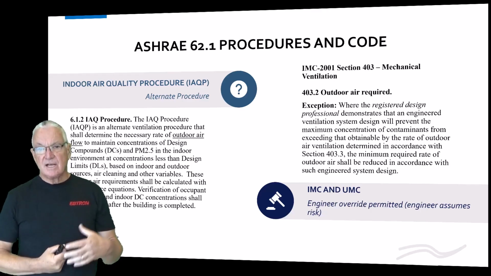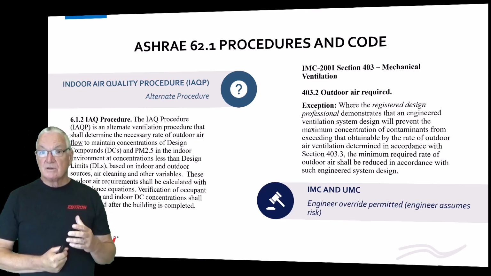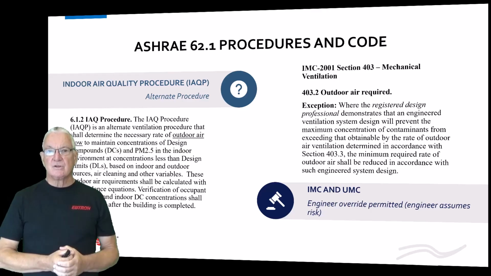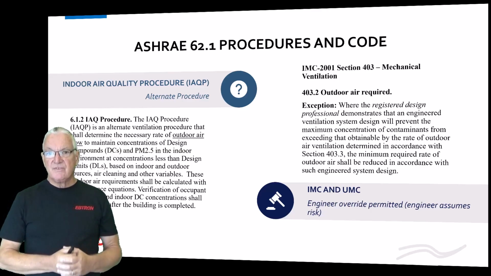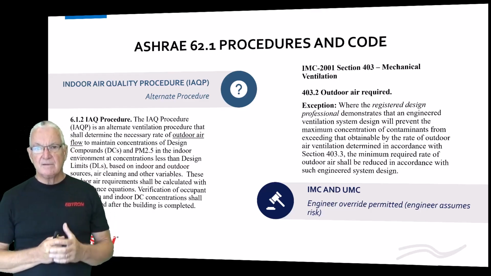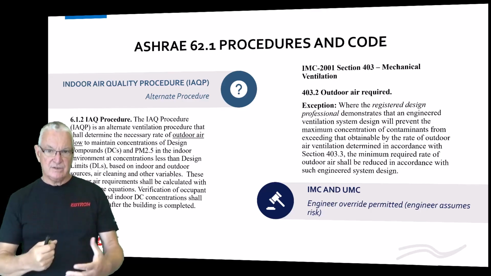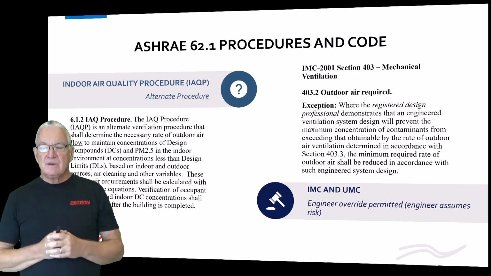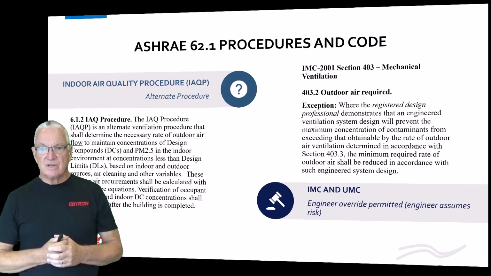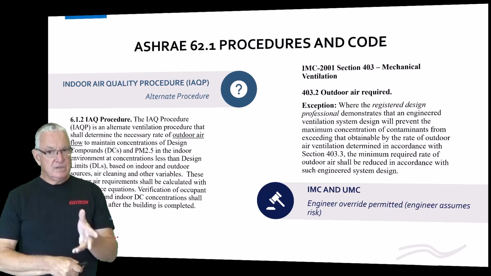It says, in that same section that talks about the ventilation rate procedure, exception: where the registered design professional demonstrates that an engineered ventilation system design will prevent the maximum concentration of contaminants from exceeding that obtainable by the rate of outdoor air ventilation determined in accordance with section 403.3, which is the ventilation rate procedure, the minimum required rate of outdoor air shall be reduced in accordance with such engineered system design. I want you to keep in mind, you can do that if you want to do it.